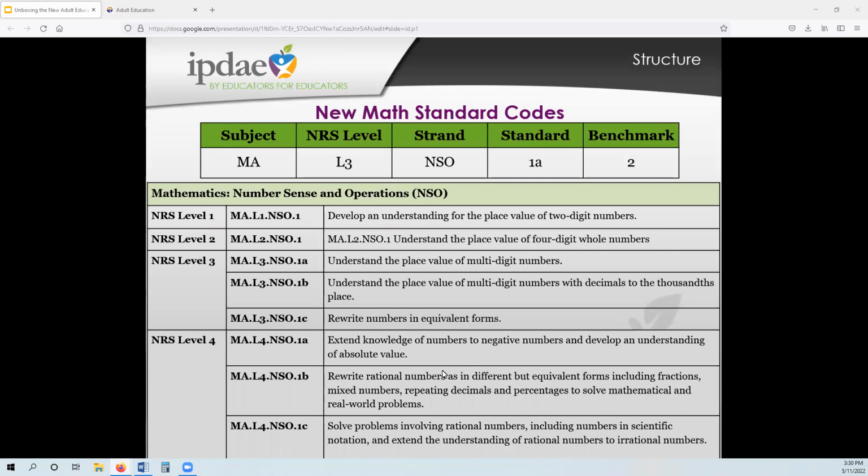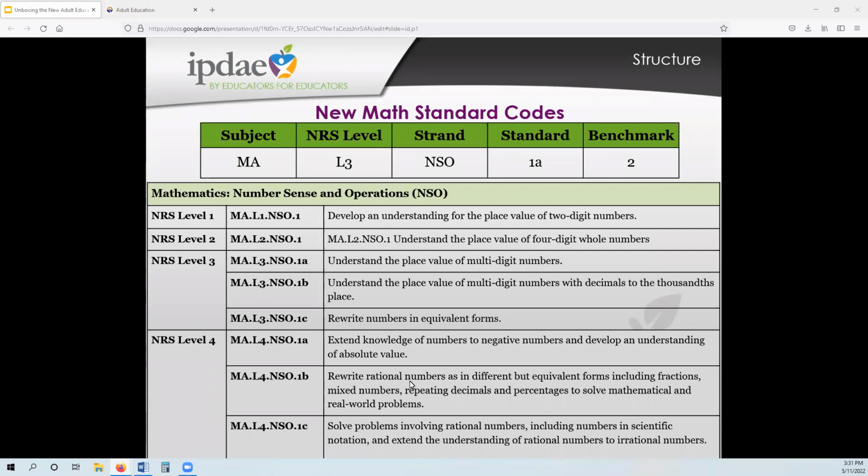And similar to the coding and naming conventions that Shira just articulated, you'll see we've adopted something similar for ABE math. We start with the subject, math, then the NRS level, then the strand. Remember, there's just 6 now instead of 9. In this case, it's NSO, or Number Sense and Operations, then the standard number, and the benchmark. Okay, so let's talk a little more practically about why you only see one standard at NRS level 1, and then you look down to NRS level 4 and you see 3 different ones.